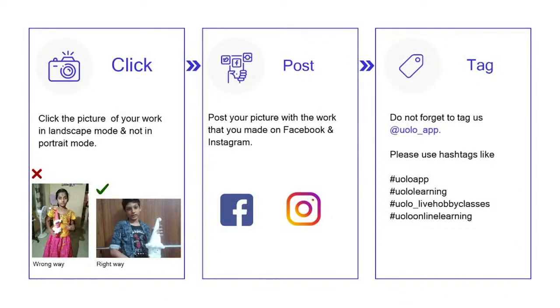Just a tiny reminder, your submission looks a lot better if you could click a photo in the landscape mode rather than the portrait mode. Do not forget to tag us at YOLO_app.